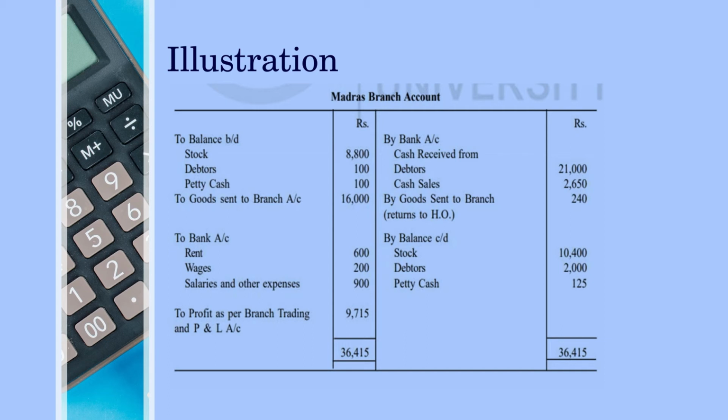9,715. So total is 36,415. Here, by bank, by cash received from debtors. We can see 21,000 cash received from debtors. It is also known as collection on ledger. It means cash received from debtor 21,000.